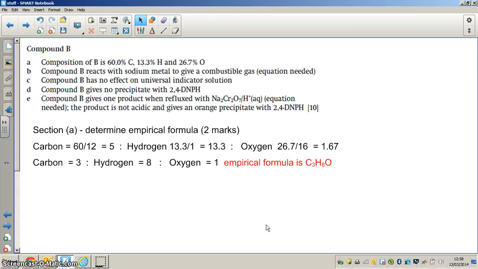Moving on to unknown compound B, we begin in exactly the same way as the previous example, by finding the empirical formula. And on the screen I've set out how we do that. 60% carbon, 30% hydrogen, 26% oxygen. So the ratio of carbon to hydrogen to oxygen is 5 to 13.3 to 1.67. Following the same rules and dividing by the smallest number, which in this case is 1.67, we have a ratio of 3 carbons to 8 hydrogens to 1 oxygen, which gives us an empirical formula of C3H8O.